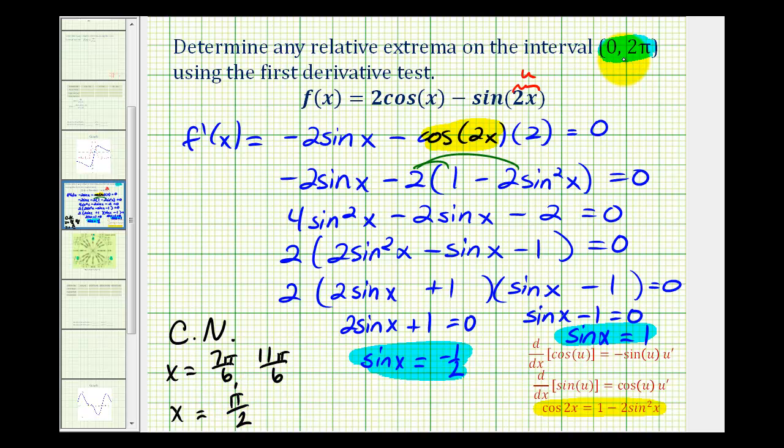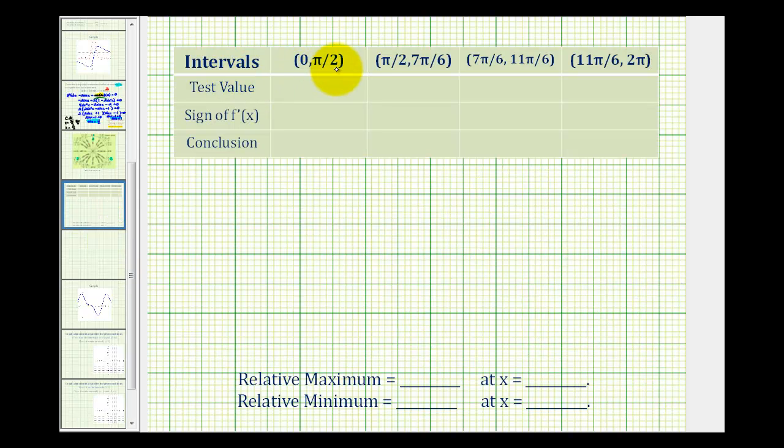So now we're going to take this given interval and divide it up into smaller intervals using these critical numbers. And I've already done that to save some time. Our first interval is from 0 to pi over 2. And then we have from pi over 2 to 7 pi over 6. Then from 7 pi over 6 to 11 pi over 6. And the last interval is from 11 pi over 6 to 2 pi.